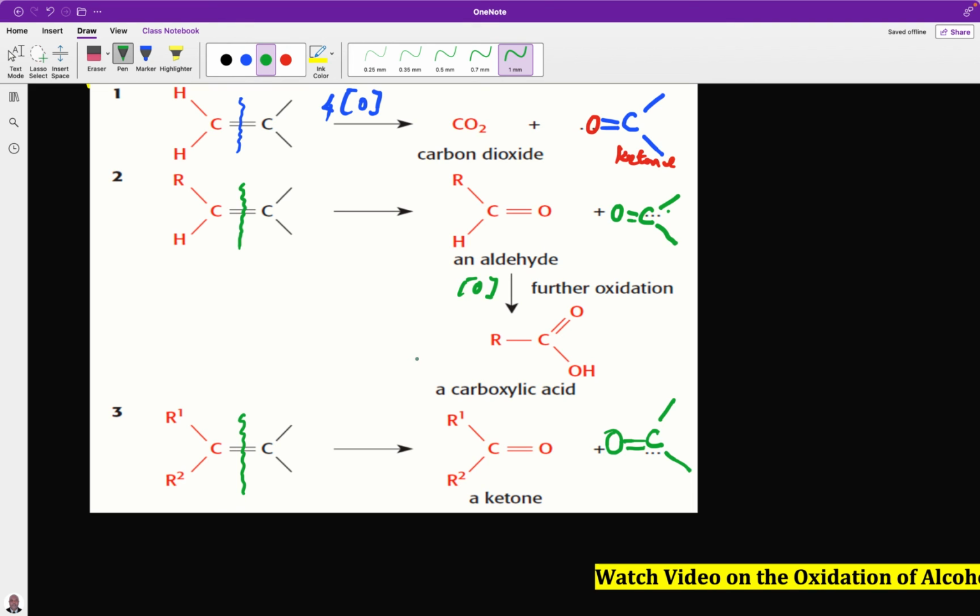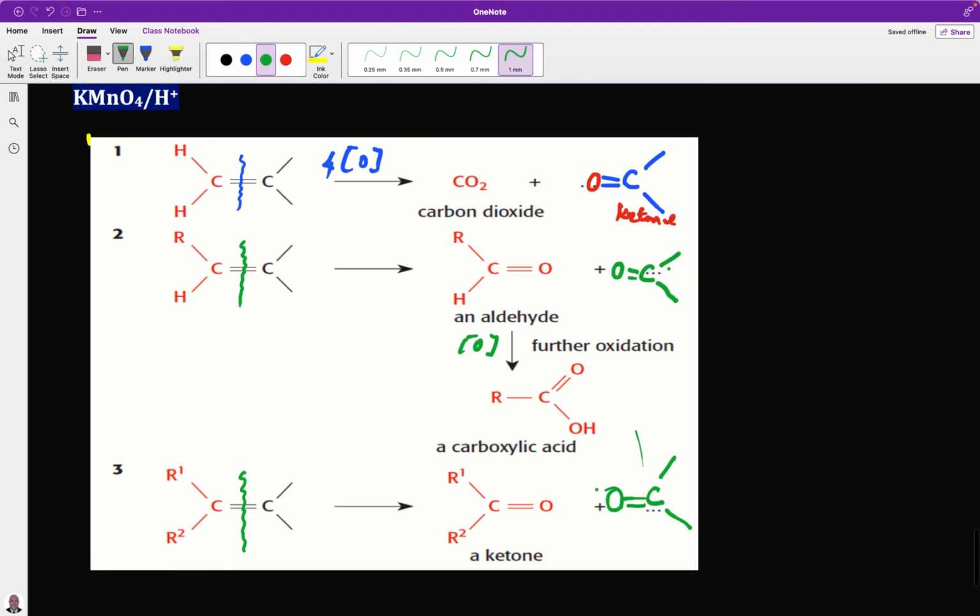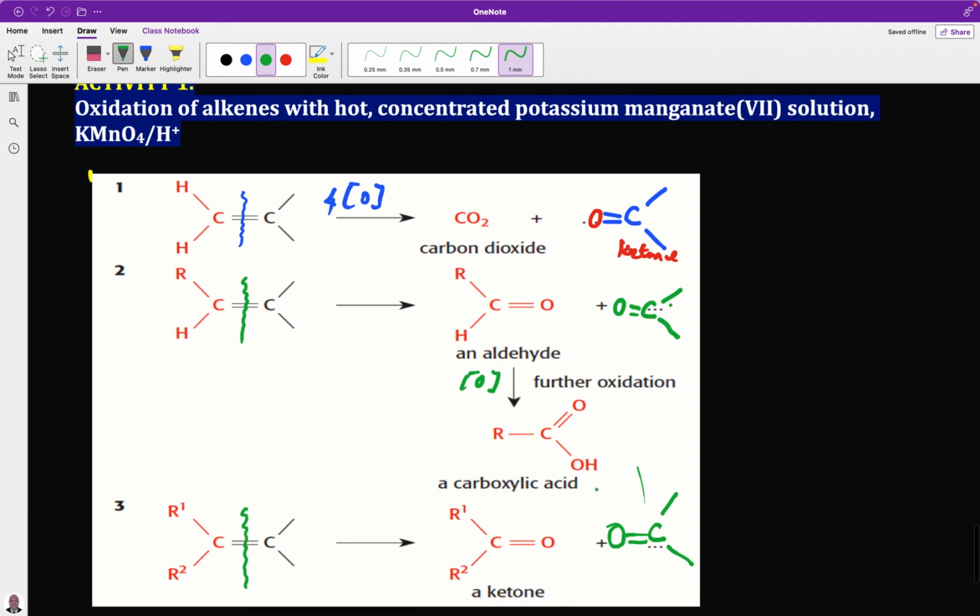So all the carbons here, the blacks, will only have oxygen attached to them when there is a split, when there is a breakage of the carbon-carbon double bond. So this is just a brief revision of what we have just studied.